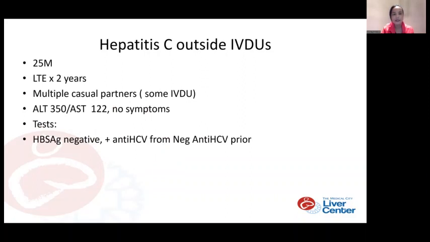Lastly, let's discuss hepatitis C outside IBDU. This is a 25-year-old male, PLHIV, on TLE for the past 2 years with multiple casual partners, some of them with IBDU. He came into the hub with no symptoms. His ALT was 350, AST was 122, a marked rise from his previous values last year. So you decide to screen for viral hepatitis. S antigen was negative. However, there was a seroconversion and his anti-HCV became reactive from negative.